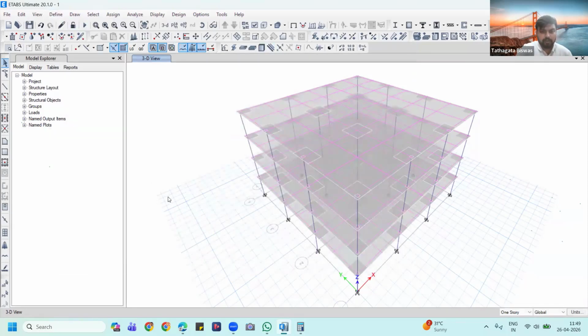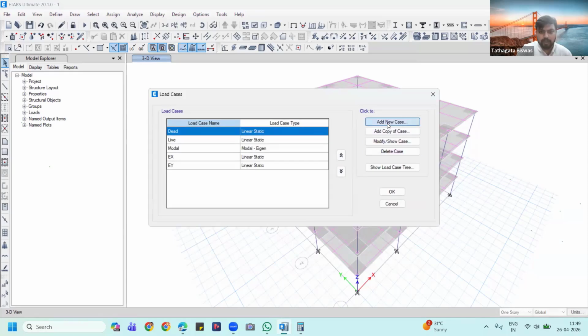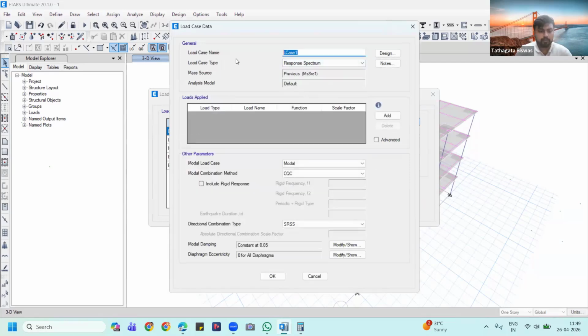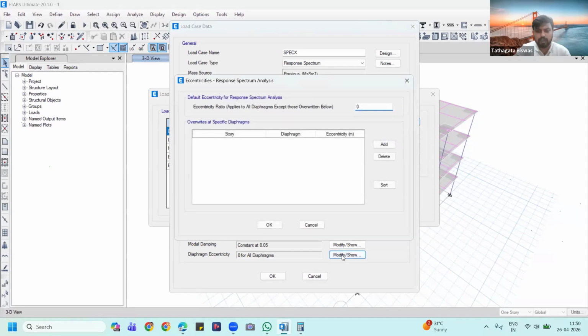Now go to define load cases, add new cases, and response spectrum method. Here you need to name it Spec X, or Spectrum X, or whatever name you want to give. Add function, you need to change. This is the default scale factor, which is nothing but the G value, the gravitational constant value. Acceleration U1 function this, and then you need to go to diaphragm eccentricity, and by default, as I have told, 5% eccentricity should be taken.